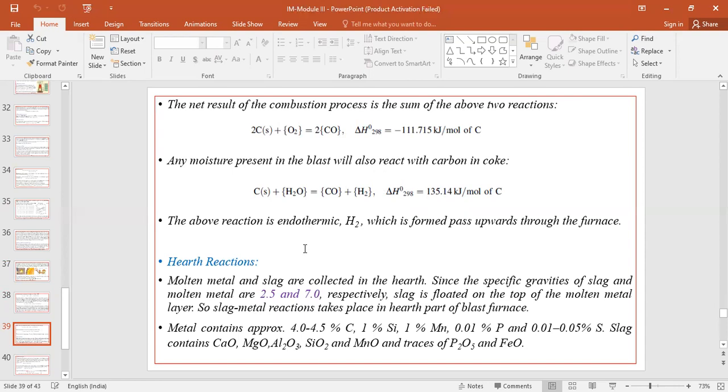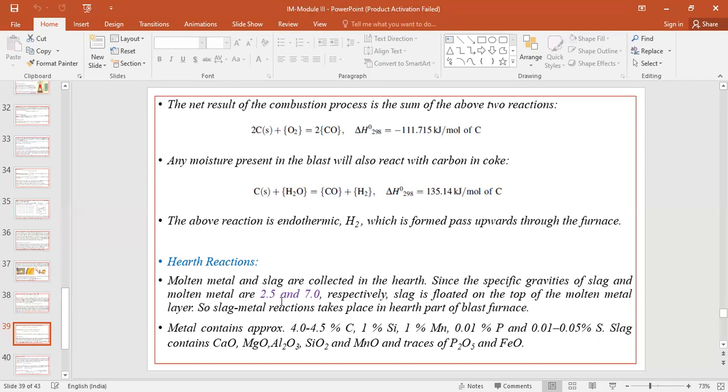Similarly, if you look at the reactions which take place in the hearth part of the blast furnace, the hearth is basically a sink for the liquid products. The slag as well as the hot metal both settle down in the hearth, that is, the liquid products formed after the smelting process. As the density of the slag is less than that of the hot metal, it settles on the surface of the hot metal.